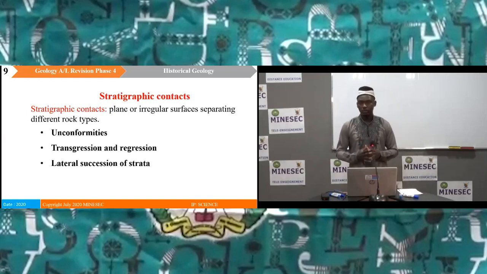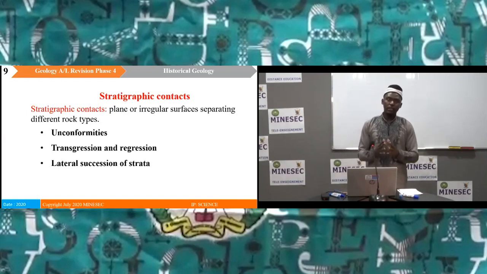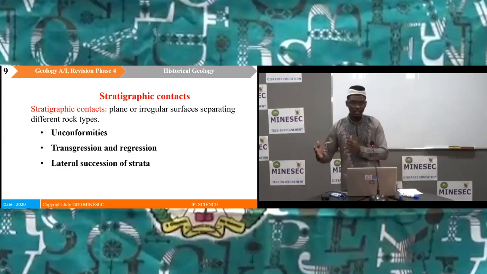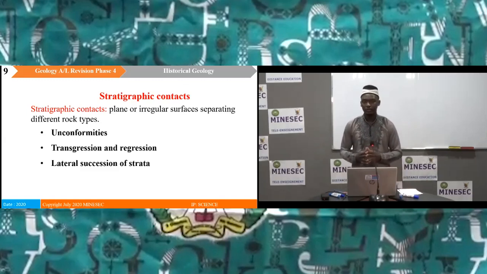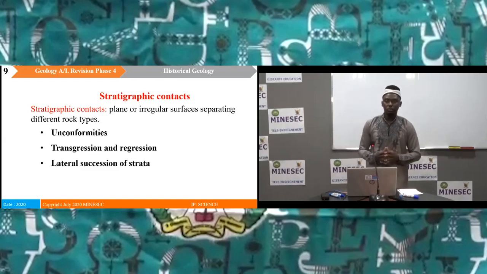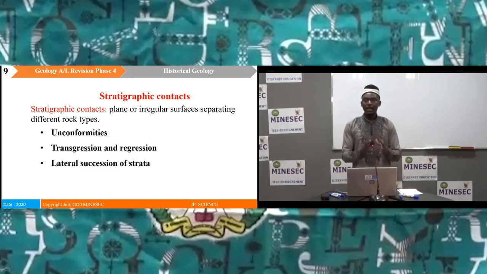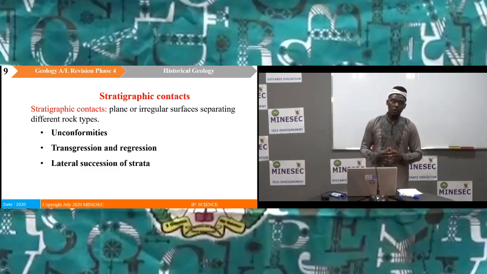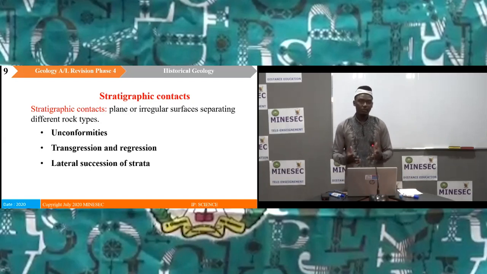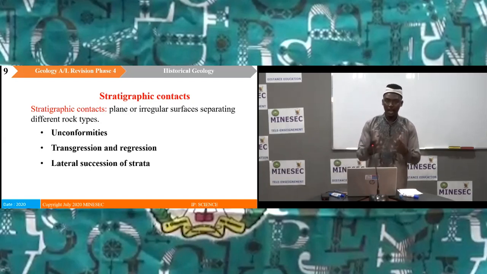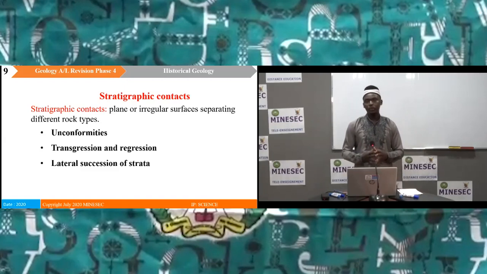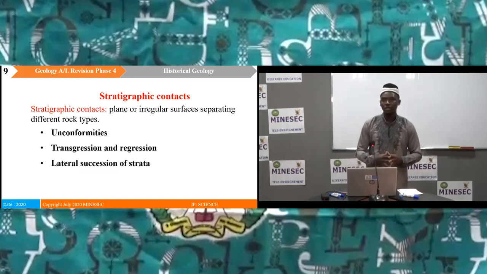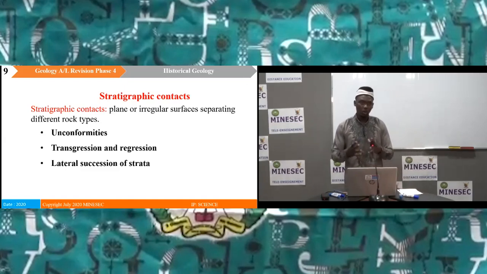Transgression and regression. Transgression is simply the movement of water into the land, while regression is the retreat of water from the land. During transgression, rock units that are laid down show a fining upward sequence. It means we have units of shallow water below and units of deep water above. During regression, we have a reverse situation. That is, we have formations of deep water below and formations of shallow water on top. That is, coarsening upward.